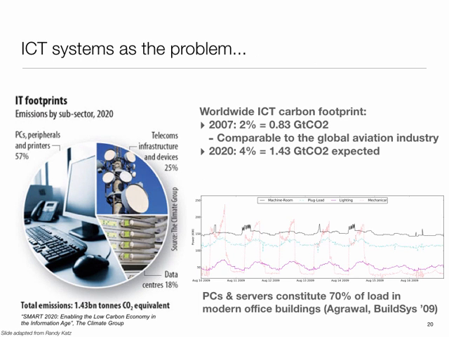So let's look at information systems as the problem. This pie chart on the left shows the overall information technology sector's footprint, as in how much emission it has, and the emission is measured in terms of carbon dioxide that you're emitting. This unit GTCO2 is gigatons of carbon dioxide.